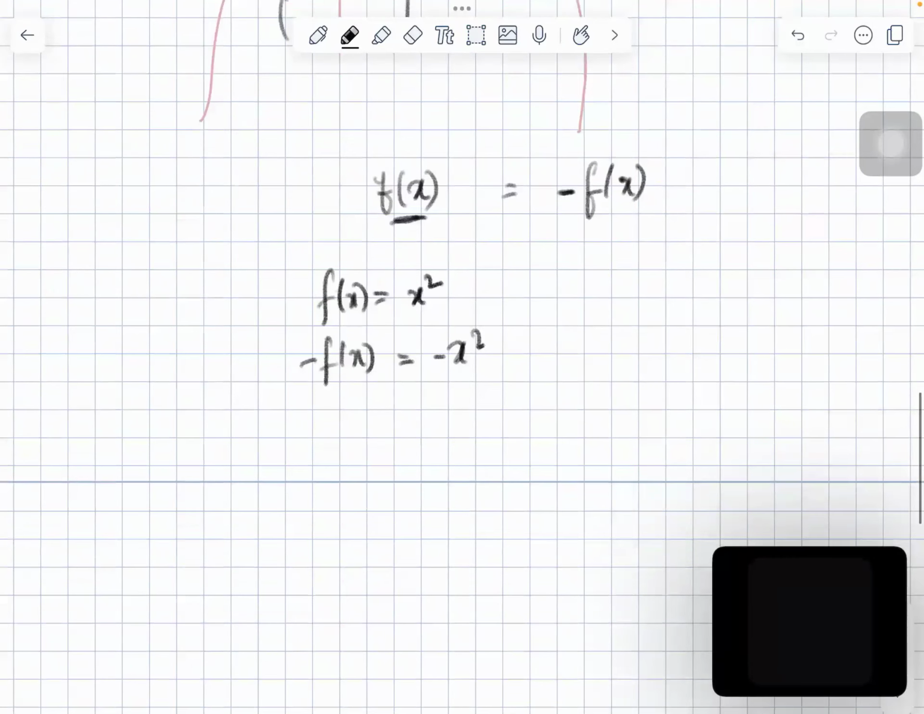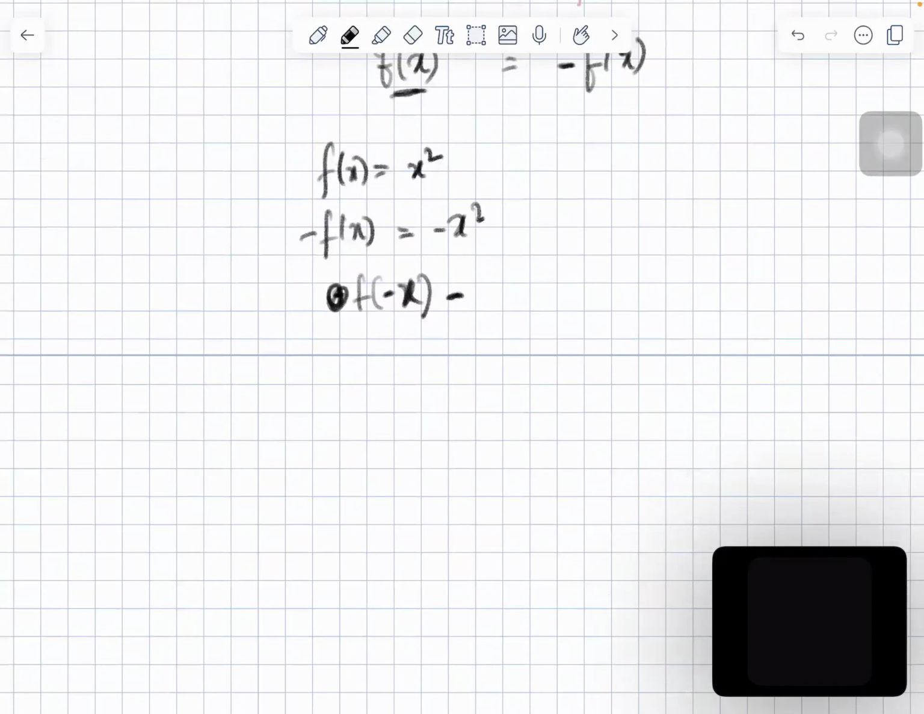But what if it was inside x? Like f of minus x, in brackets. What do you think is going to happen now? I don't know. So if f(x) was x square, and then if f of minus x is what then? Minus x square, something like that.